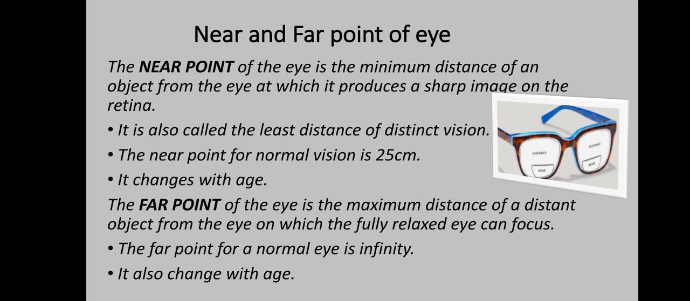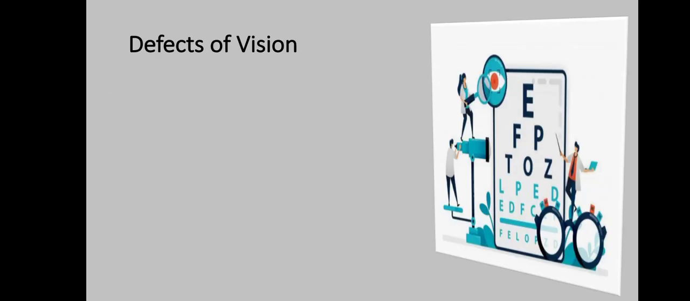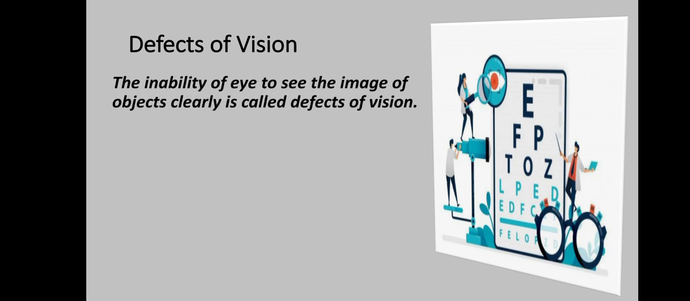That were the near and far point of the eye. Now let's discuss the defects of vision. What is meant by defect? It is any inability. So the defect of vision will be the inability of the eye to see the image of objects clearly is called defects of vision.